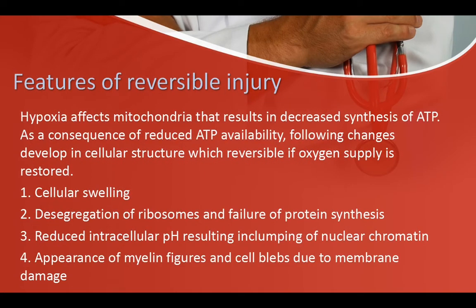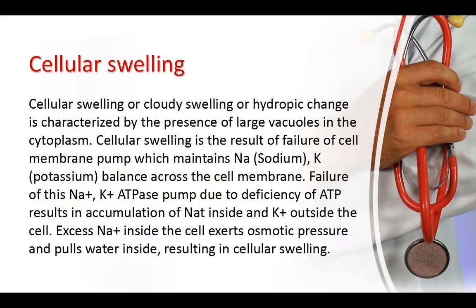Features of reversible injury. Hypoxia affects mitochondria that results in decreased synthesis of ATP. As a consequence of reduced ATP availability, following changes develop in cellular structure which are reversible if oxygen supply is restored. Number 1. Cellular swelling. Number 2. Disaggregation of ribosomes and failure of protein synthesis. Number 3. Reduced intracellular pH resulting in clumping of nuclear chromatin. And, number 4. Appearance of myelin figures and cell blebs due to membrane damage. Let's discuss it a little bit in detail.